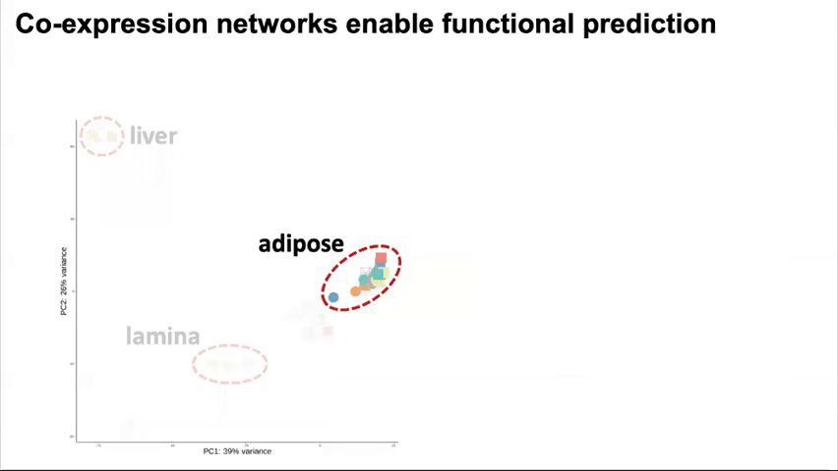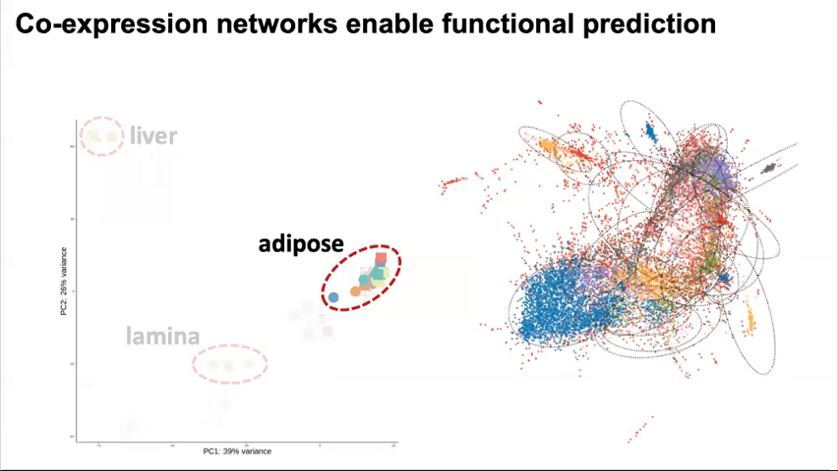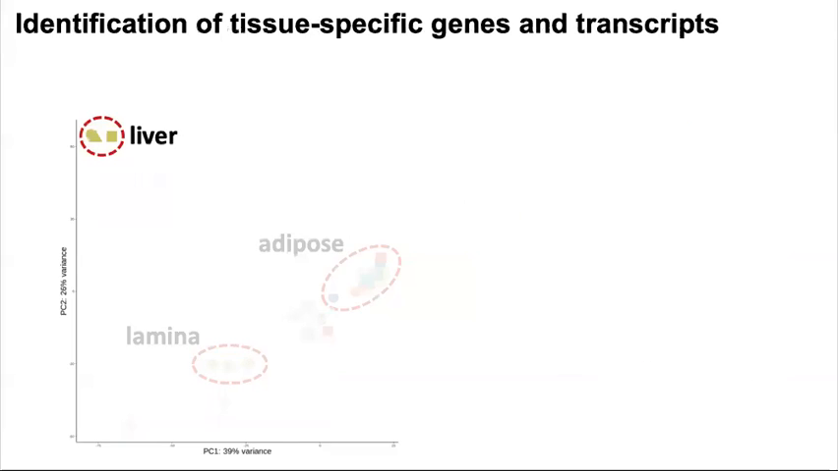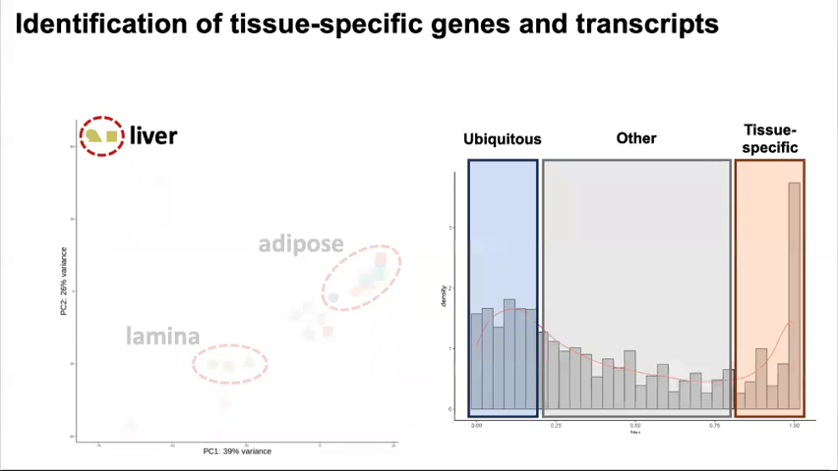Additionally, we can leverage what are known as co-expression networks to predict the functions of genes with unknown function, for example, those expressed in adipose tissue here. Or we can identify genes specifically expressed in the liver. And this is important because if we are looking for a mutation that causes a disease of the liver, we might start with this list of liver-specific genes first, or rule out other genes that are not expressed in the liver.